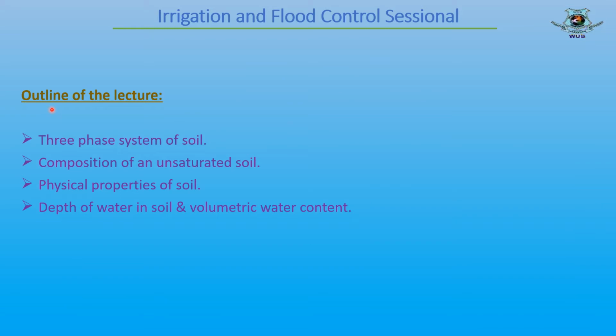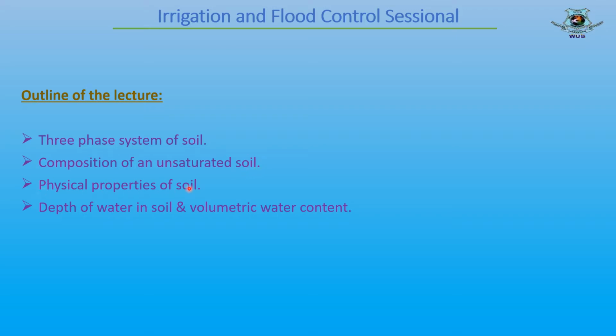Outline of the lecture. In today's lecture, we will cover the following materials. Number 1, three-phase system of soil. Actually, this is the structural arrangement of soil which consists of air, water and solid particles. Then number 2, composition of an unsaturated soil. That means composition of soil whose void space is not filled by water.